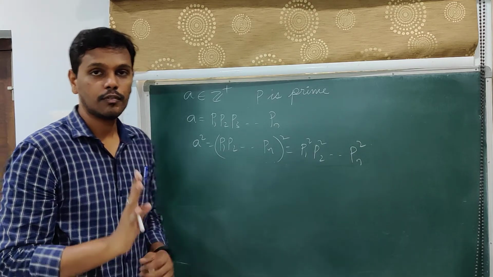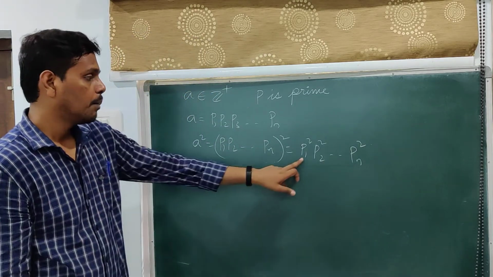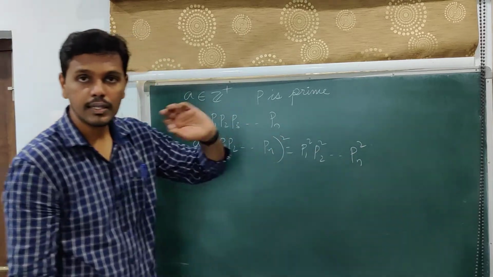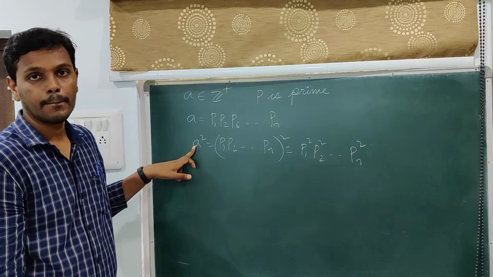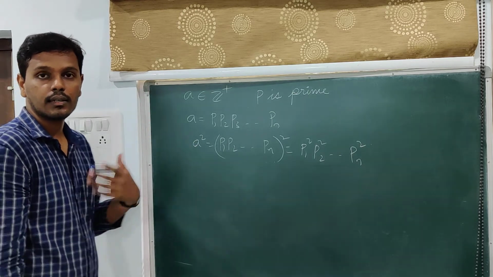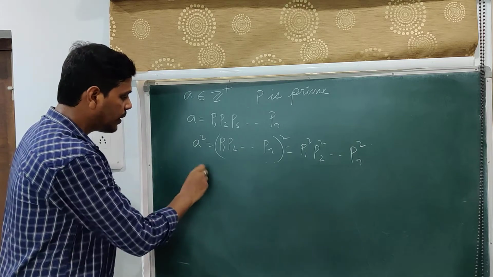I repeat it again. The fundamental theorem of arithmetic's uniqueness part says that P1, P2, and so on, Pn are the only prime factors which divide A square. Okay, so that is what I can take from the statement of the fundamental theorem of arithmetic. Now we have P divides A square.